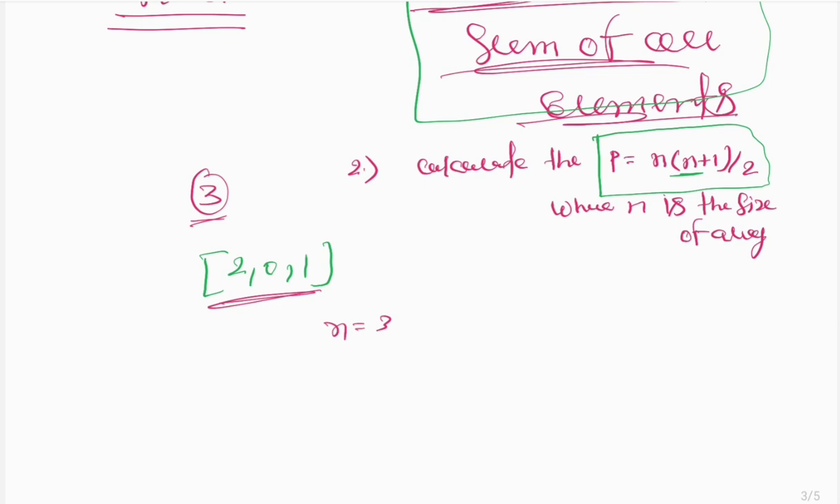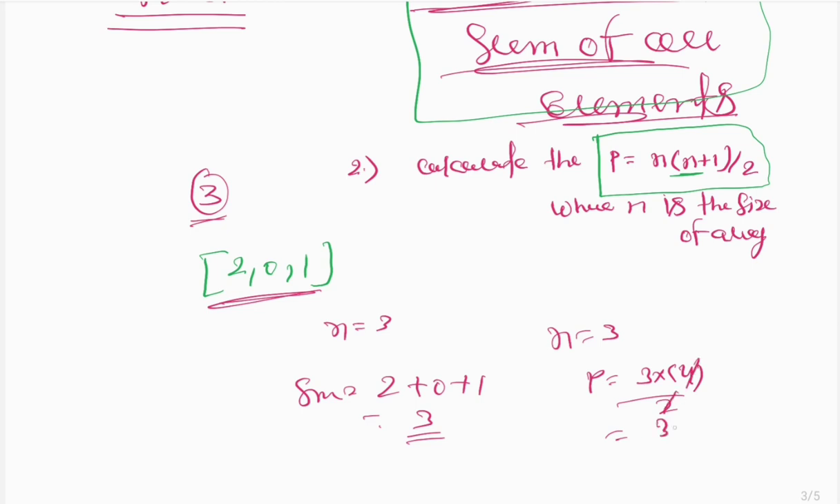Now simply what we do is take the sum of the elements. What will be the sum? 2 plus 0 plus 1, that will come to 3, right? And n is 3 here. So now find p here. What is p? 3 into 4 by 2. Now just divide by 2, and 3 into 2 is 6, right?